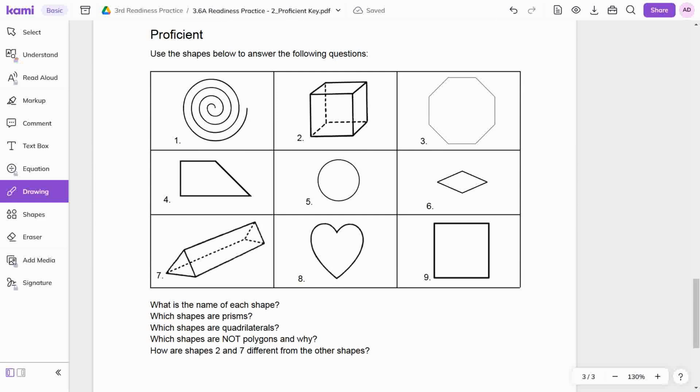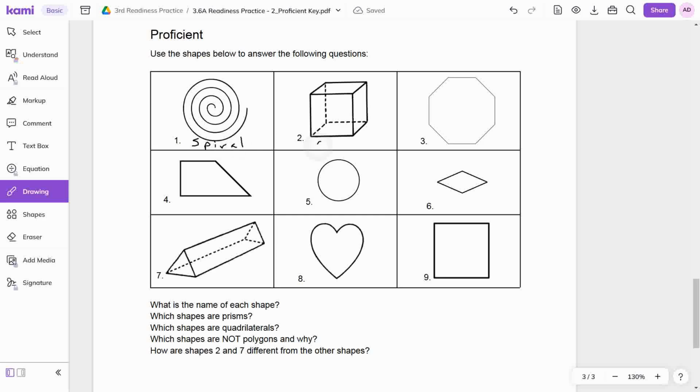All right. So for our third problem, we have 9 shapes here. We need to name the shape, and we need to answer some questions. So let's name this shape. This is, I guess we want to call it a spiral. It's not really a shape, but it is a design that we might see.